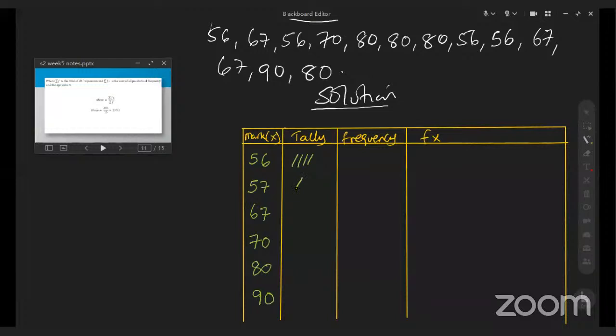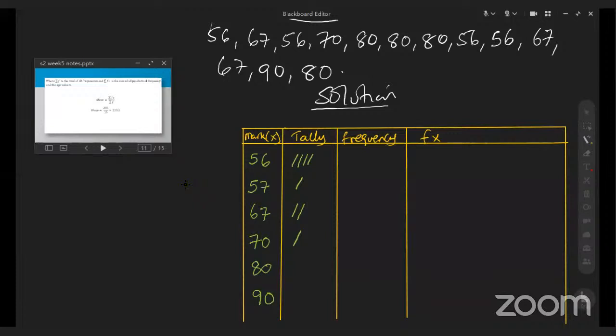Okay, good. Another person to tell us, Mark Evans. How many times does 67 appear? 67 appears twice, so you draw your tally there. How about 70? 70 appears once. Okay, thank you.